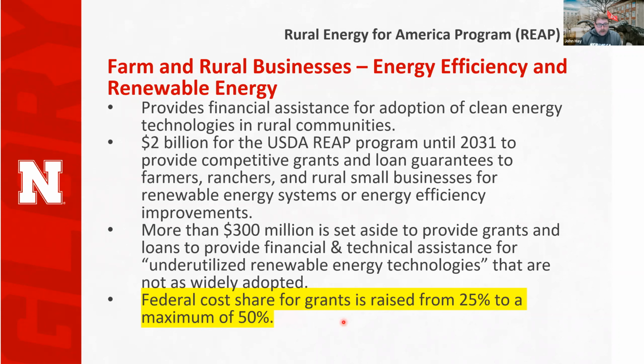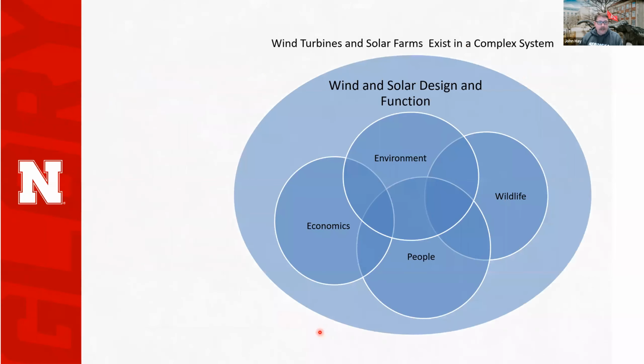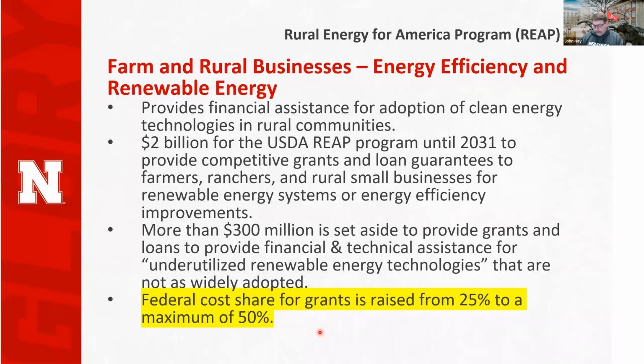raise the cost share. It used to be 25%. The legislation said 50% could be the maximum, but USDA Rural Development adopted a 40% maximum. But that's still very exciting. These are for rural energy systems, like a farm solar system or something like that. There are some grants that are now better funded and are up to 40%. I think I'm going to leave it there.